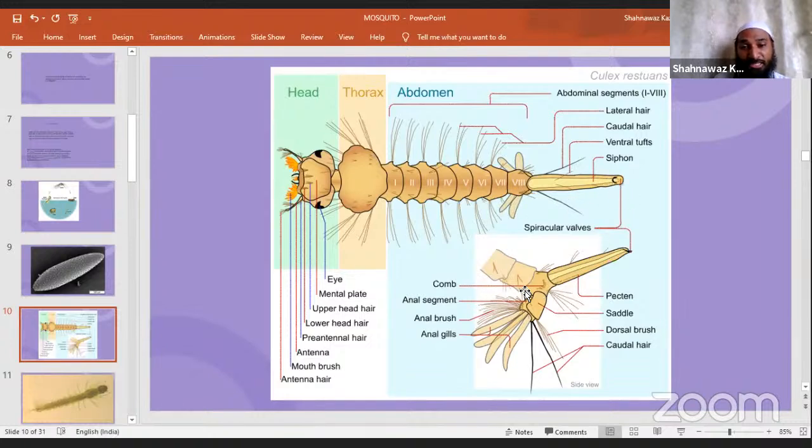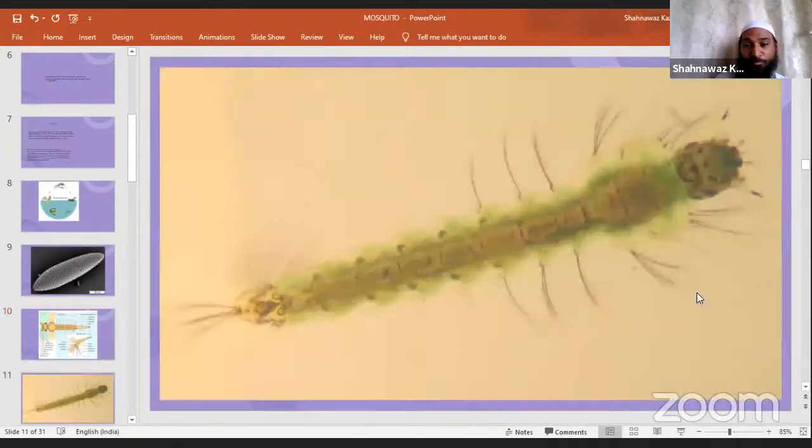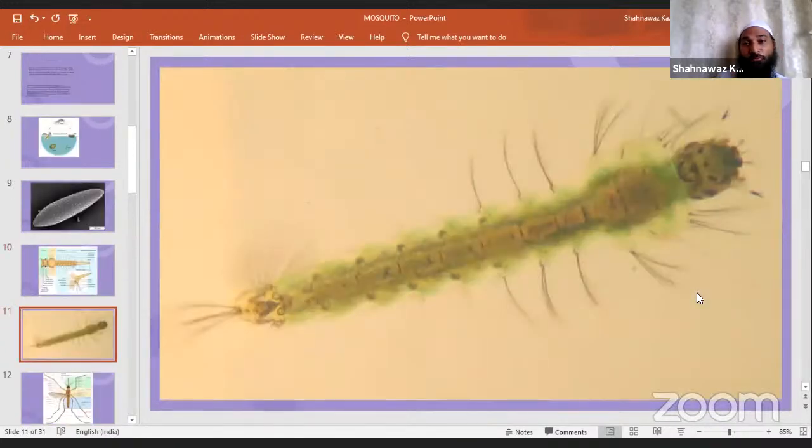Also, it has got these anal segment and anal brush. So after having passed whatever it wants to pass out from the anus, it has a brush which will sort of cleanse itself. Again, a phenomenal thing. It has got anal gills, anal brush, anal segment, and an anal comb also. Right? This is just a pictorial diagram that has been drawn. This is the actual photograph of the larval stage of the mosquito, wherein you can see this kind of hair and how its body is.